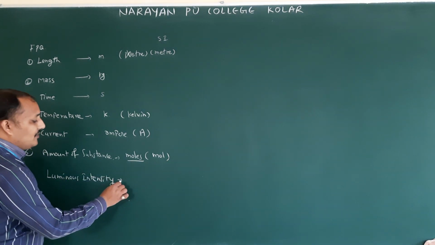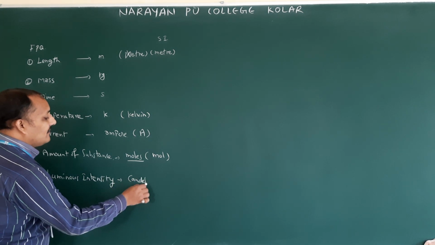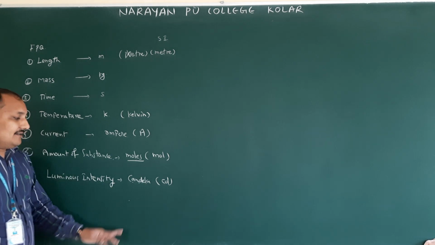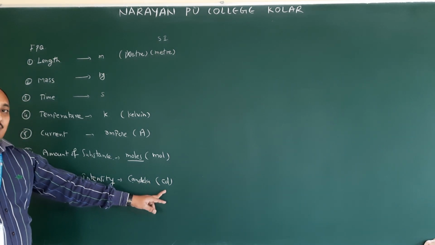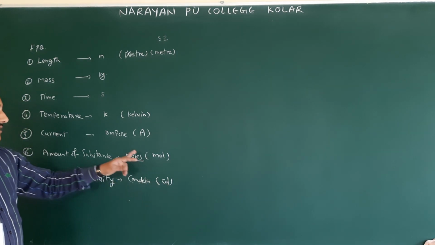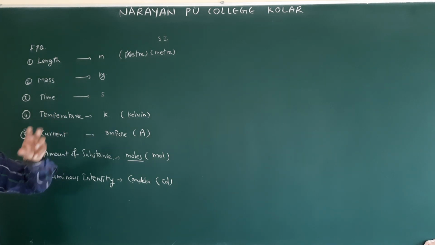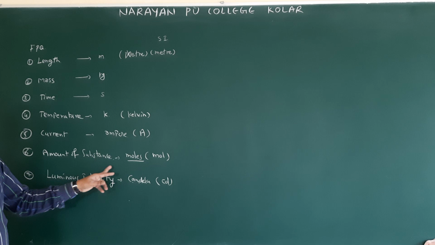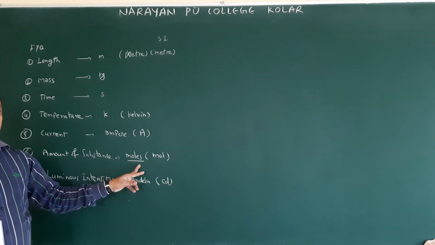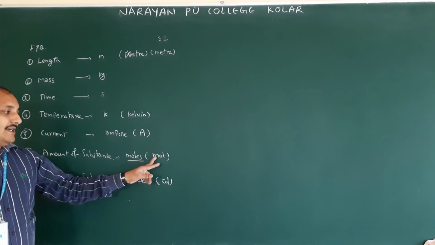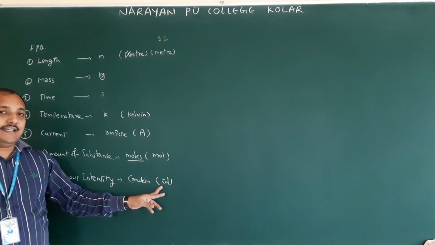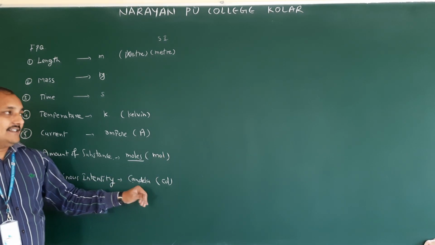Next, luminous intensity. They will say the unit name is candela. Because these are new units for you, therefore I am writing. Candela, in shortcut, the unit is cd. Okay, ampere also you might have heard so many times. Current unit is ampere. Amount of substance, moles. Moles means they will write mol. Next, luminous intensity, candela, we will write cd.